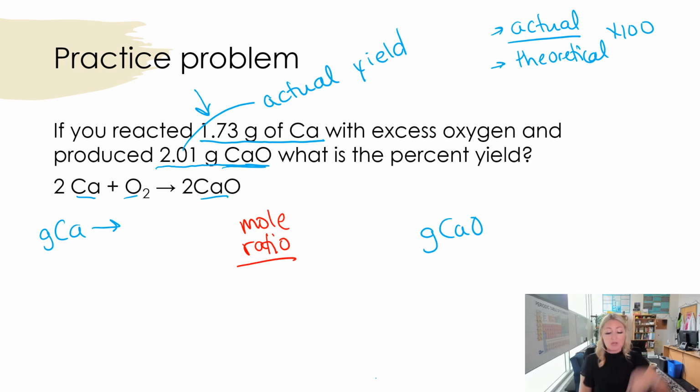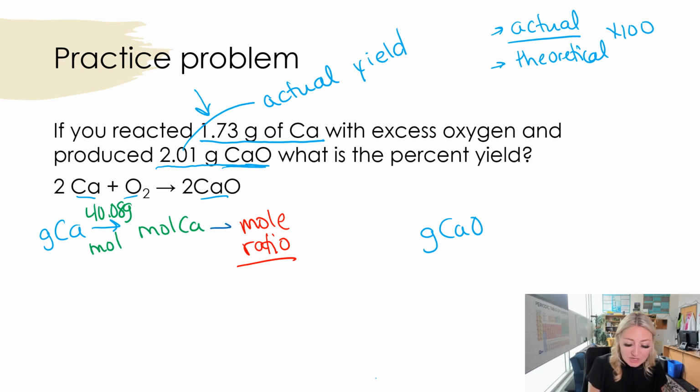That's the stoichiometry. We're going to switch from calcium to calcium oxide. Well, you can't use a mole ratio if your units aren't in moles. So our first step is going to be to convert grams of calcium to moles of calcium. And I'm going to do this using the molar mass of 1 calcium. Looking at my periodic table, that's 40.08 grams of calcium per mole of calcium. There's a conversion factor.